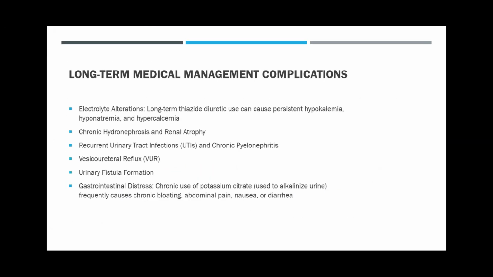And long-term medical management and complications. So for a patient on long-term thiazide, we should pay attention that they may develop electrolyte disturbance like hypokalemia, hyponatremia, and hypercalcemia. They can also develop chronic hydronephrosis and renal atrophy. They can have recurrent UTI. They can have VUR, renal fistula, and they can also have gastrointestinal distress.